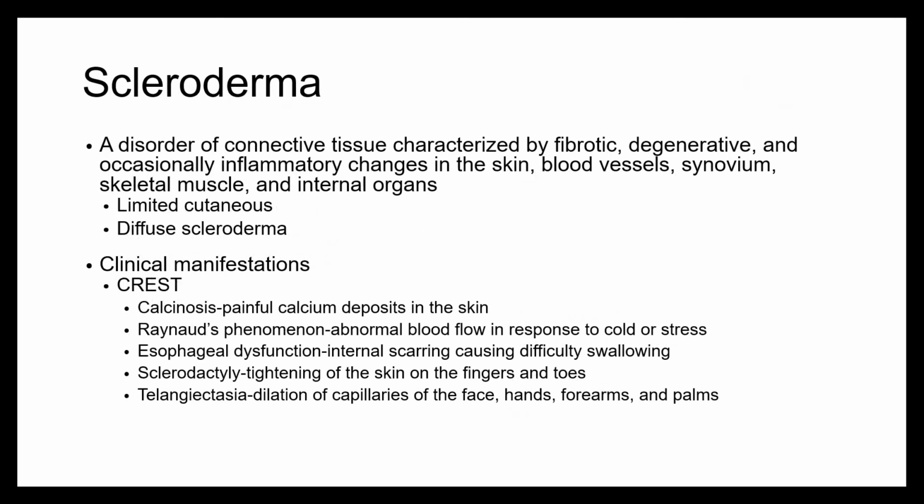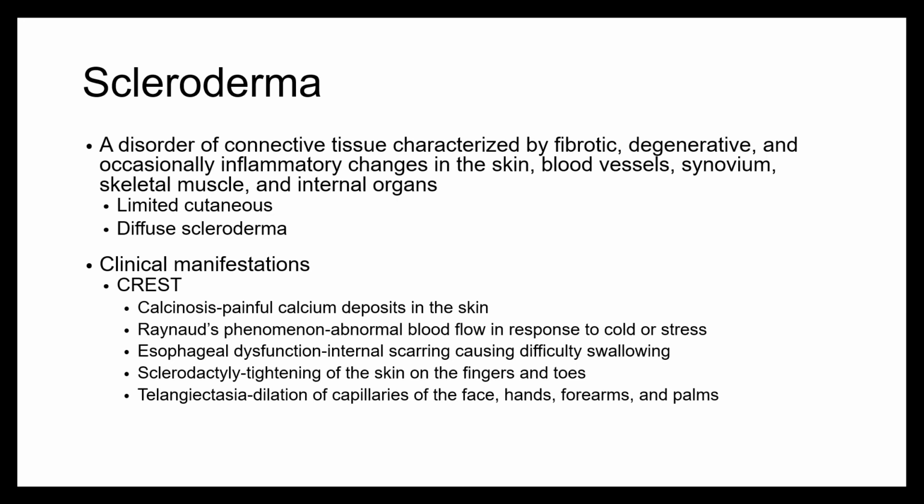Our last disorder to discuss in the autoimmune diseases is scleroderma. There are two different types of scleroderma. One is known as limited cutaneous scleroderma. This is the most common and accounts for about 80% of scleroderma patients. And this is when the skin only is affected. Diffuse scleroderma, on the other hand, is when both the skin and the internal organs are affected by this disease process.